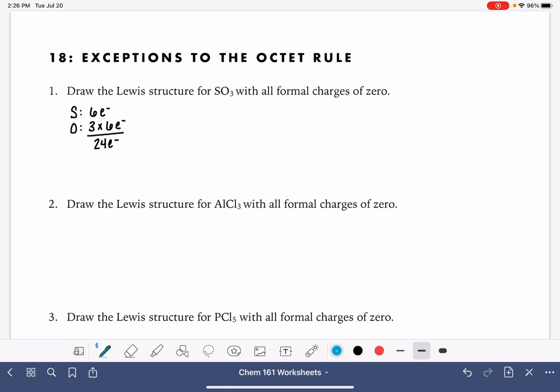We want to start by putting sulfur in the center. We know that it goes in the center because it is the first atom in the formula, SO3. And then we want to connect the oxygen atoms to the sulfur using single bonds. Those 3 single bonds each have 2 electrons, so that used a total of 6 electrons. We used 2, 4, 6 electrons to make those single bonds. It leaves us with 18 more electrons.